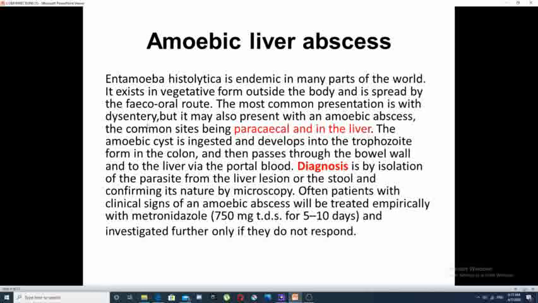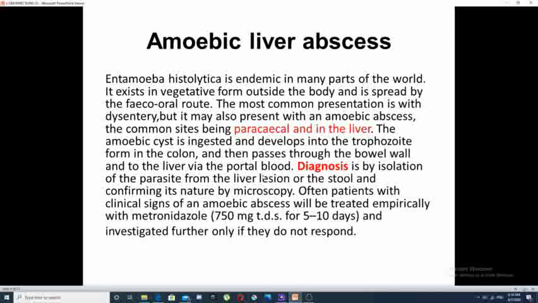Classically, the patient may give a history of bloody diarrhea or dysentery about 1 to 2 weeks prior to the development of features of amoebic liver abscess. The parasite invades the colon, then passes through the bowel wall and reaches the liver via the portal circulation.